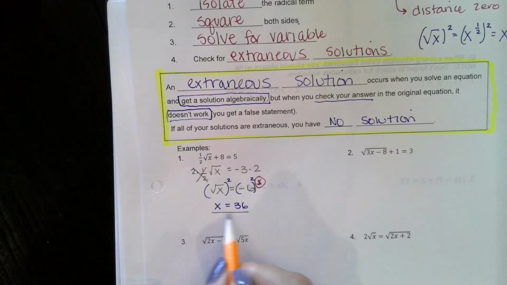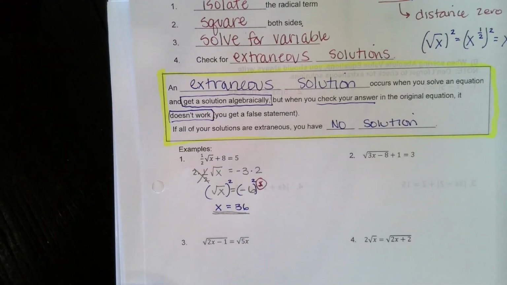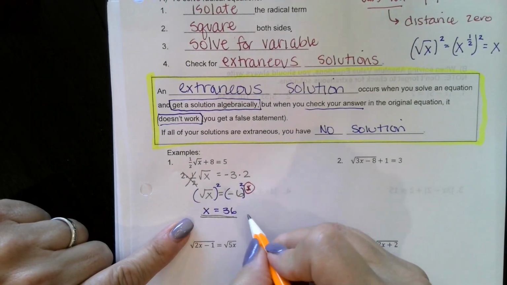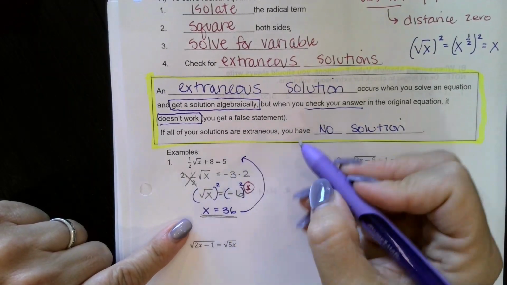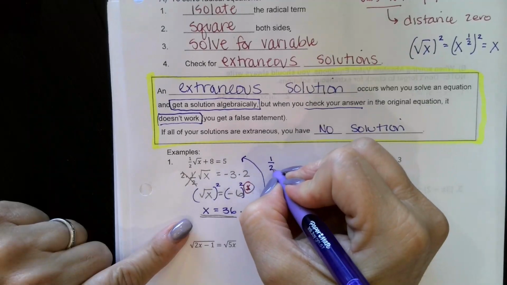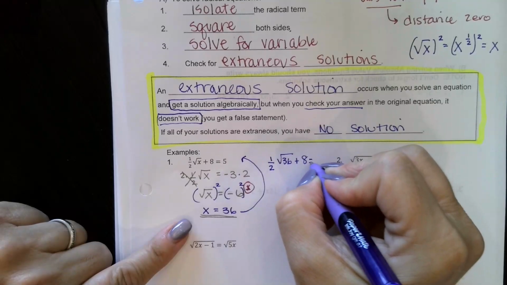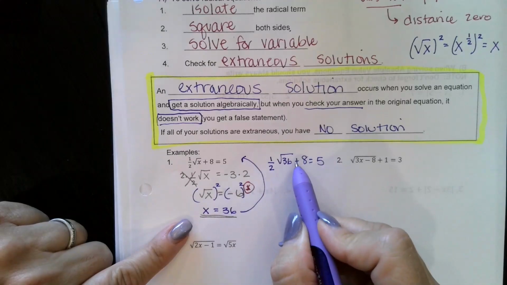So x equals 36 is my solution algebraically, but I have to test it. So what I'm going to do is take this number 36 right here and plug it back into my original. So I would have 1/2 square root of 36 plus 8 equals 5. And what we're looking for is to make sure that this is true.